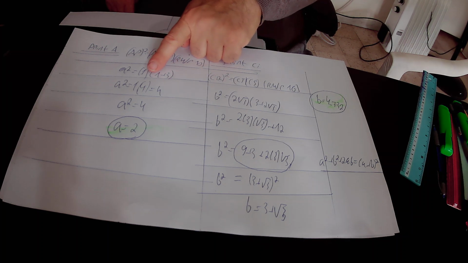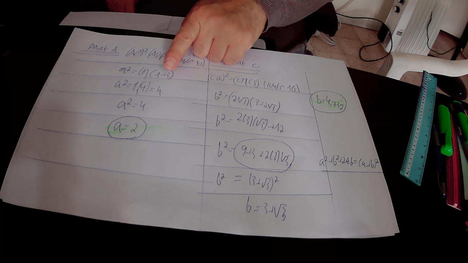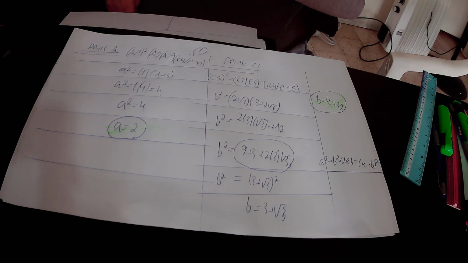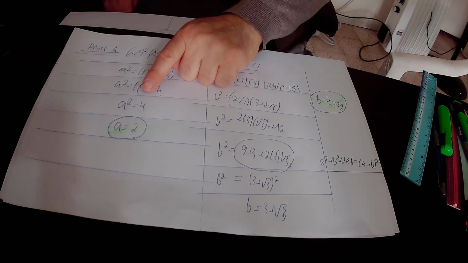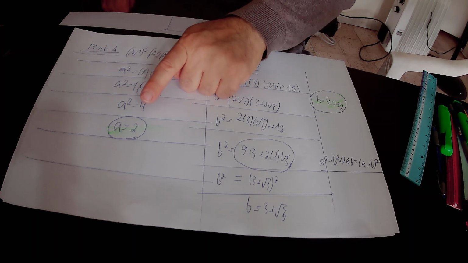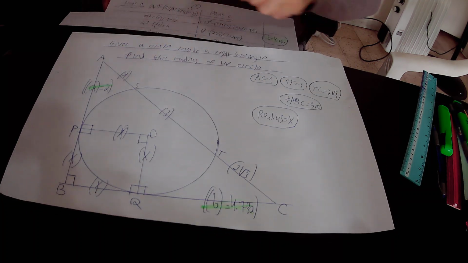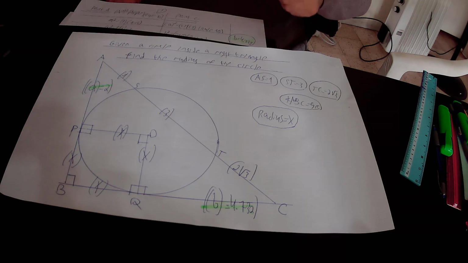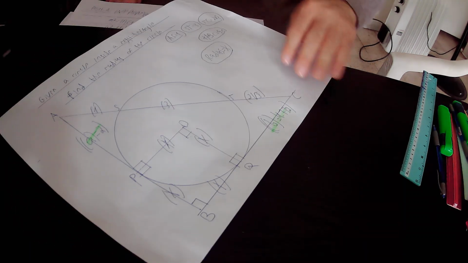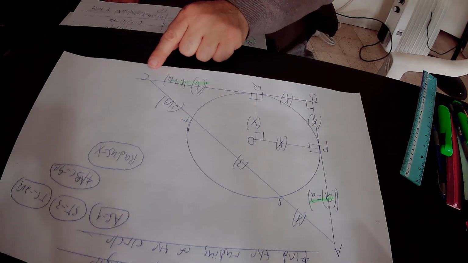So A square equals 1 times 4, that is 4. A square equals 4. We took the square root of this equation and finally found that A equals the square root of 4, that is 2. So here A equals 2. Likewise, we implemented rule 10 in this common external point C.